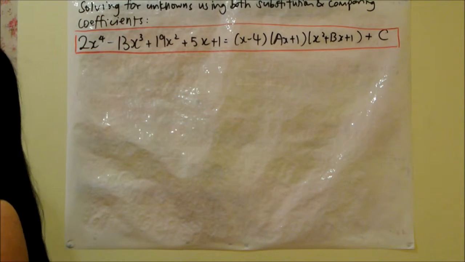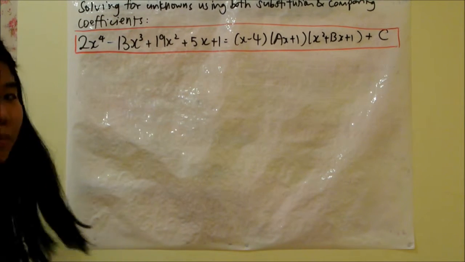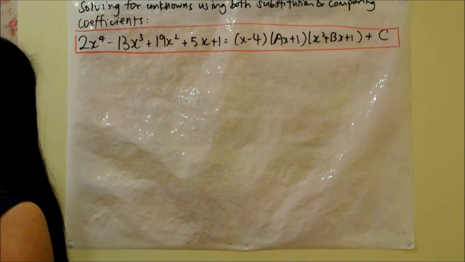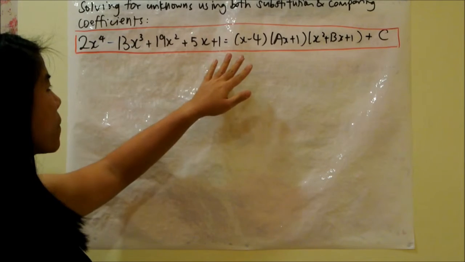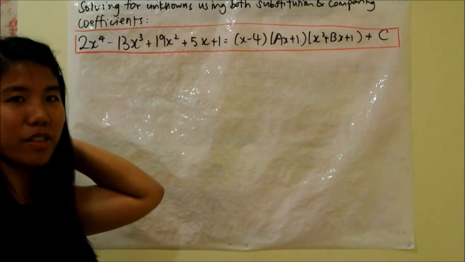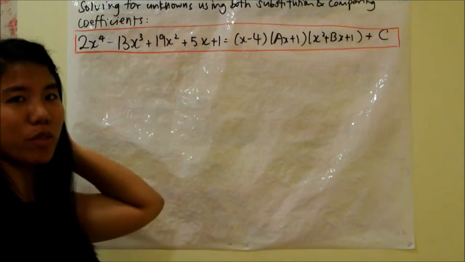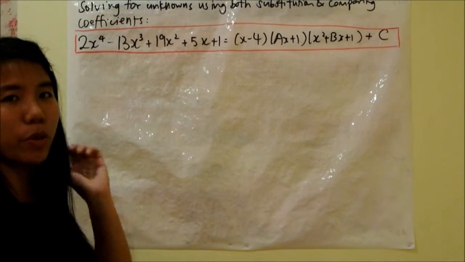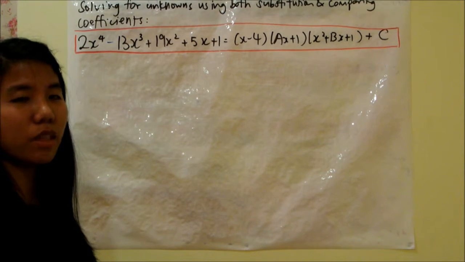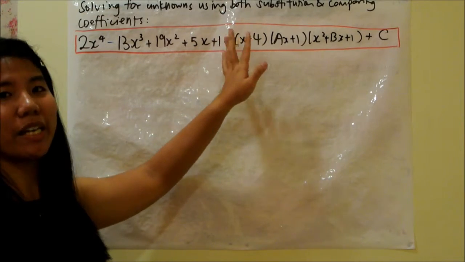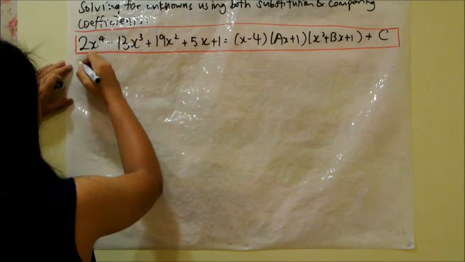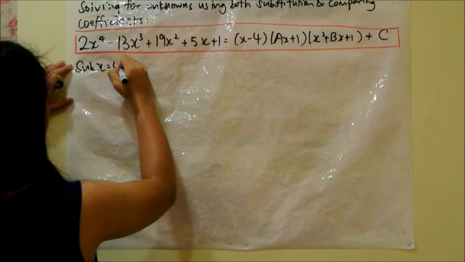Now first things first, looking at this equation, what do you think is a good value to substitute in? If you were to use substitution first, it's very obvious that we have to use substitution first to eliminate a lot of unknowns. So which will you substitute in? Yes, you would substitute in x equals 4 because it knocks off this entire term. So let's sub x equals 4 on both sides.